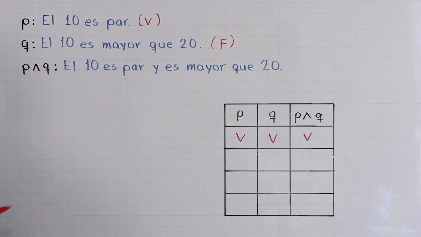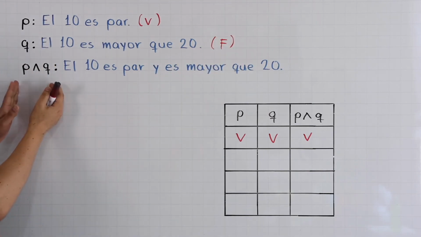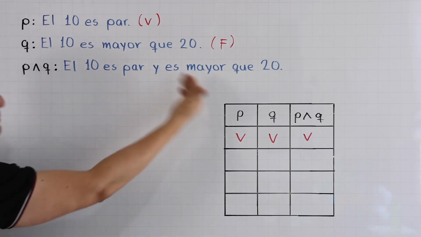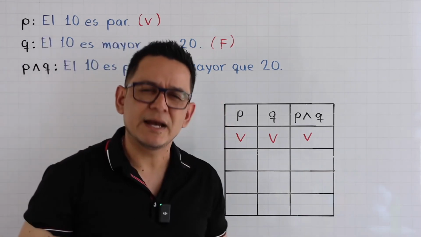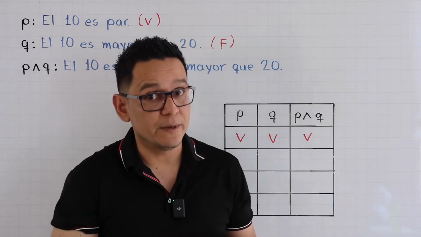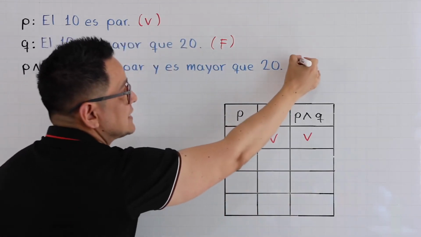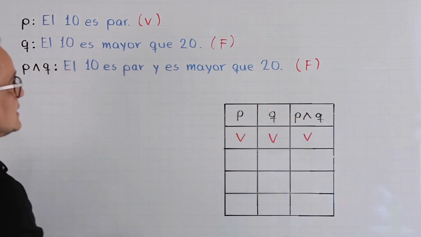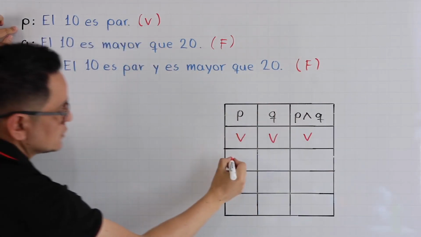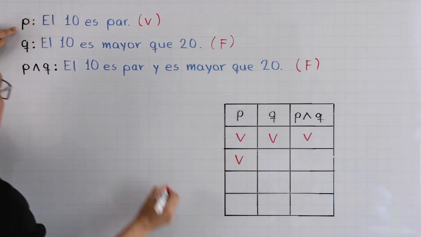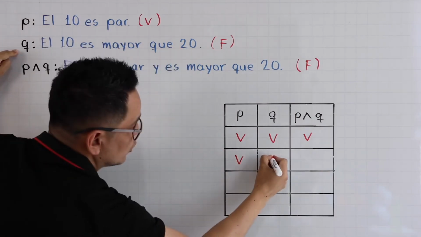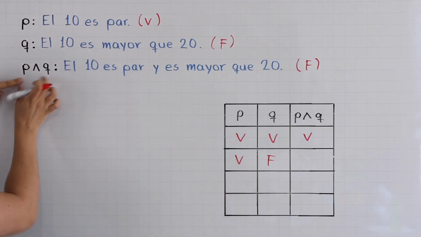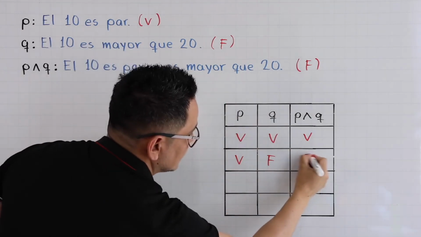So now let's think about the conjunction. That is, this compound proposition. Is 10 even, and is it greater than 20? No. So let's say that this proposition is false. And now, let's fill out this little table. So when proposition P is true, and proposition Q is false, then the conjunction, that is, P and Q, is also false, right?